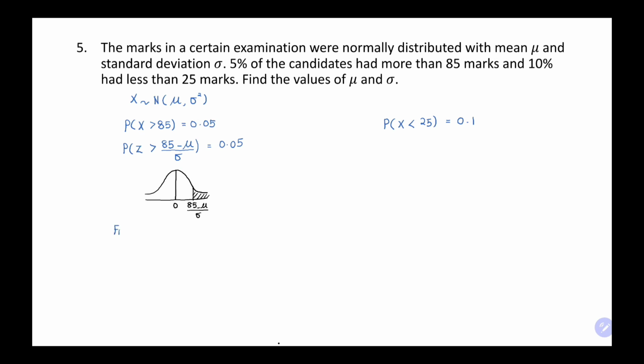So from the table, 85 minus mu divided by sigma equals 1.64. So 85 minus mu equals 1.64 sigma. That is the first equation. Next we look at the second piece of information. We have P(X less than 25) equals 0.1. So we convert to Z, standardize: (25 minus mu) divided by standard deviation, then we get 0.1.